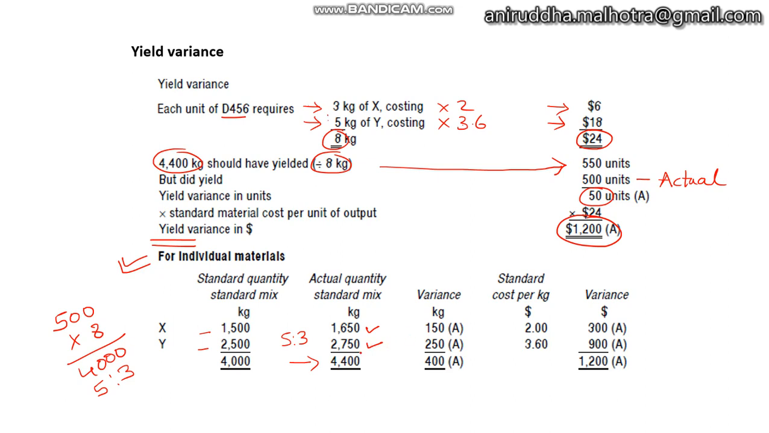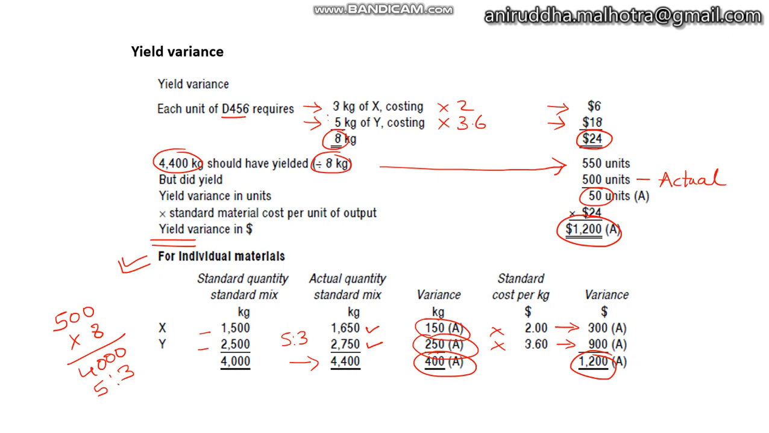And now we can compare this. So we should have used 1500 kgs in the standard mix, but we used 1650. So that is 150 kgs adverse because we've used it more. Whereas here we should have used 2500 kgs of Y, but we used 2750. That means we've used 250 kgs more. That is, in total we have used 400 kgs more. Multiplied by the standard cost, so 150 into 2, that is $300, whereas 250 into 3.6, that is $900. The total will be the same that you got for the earlier yield variance, that is $1,200 adverse. So this is how you calculate the yield variance separately.